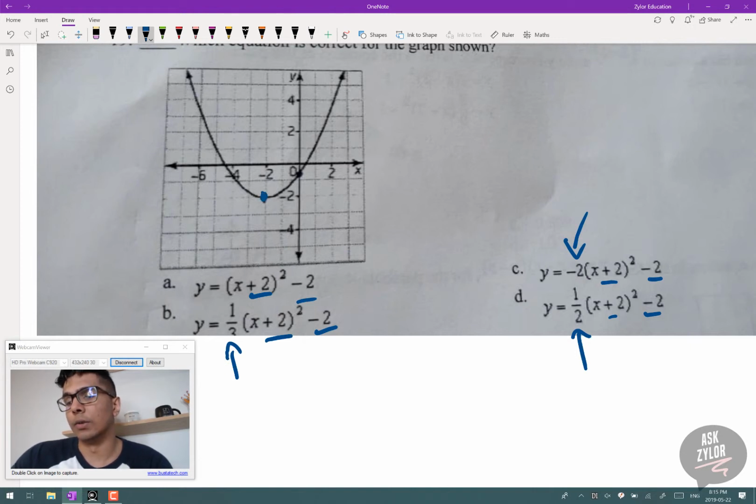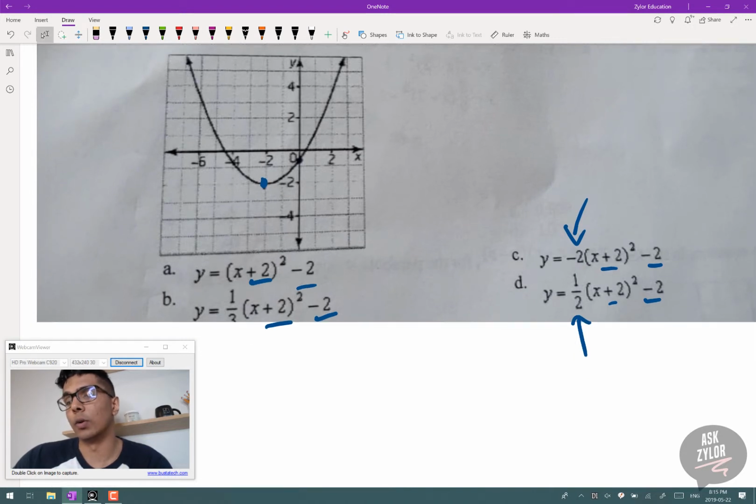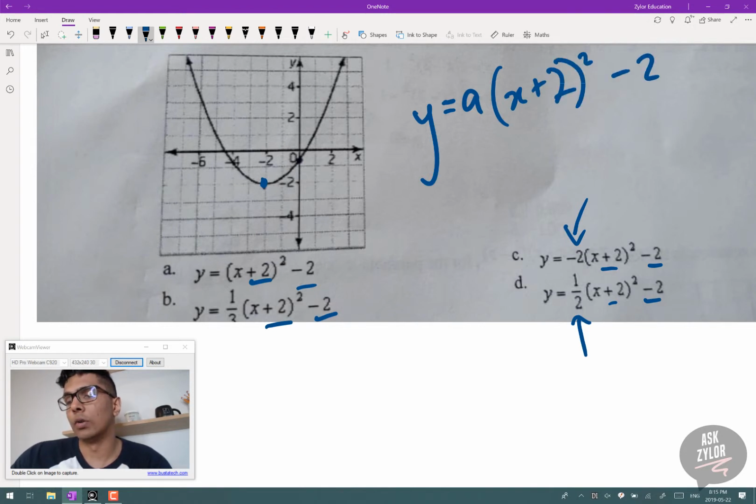So the vertex is -2 and -2, which is correct in every single equation. So we need to find the a value, right? So let's set up an equation and find that a value. So we have a(x + 2)^2 - 2. So let's go ahead and pick a point on this graph that we can substitute in so we can find the a value. So an easy point would be just (1, 1). Right?